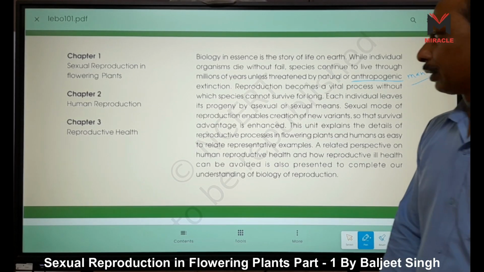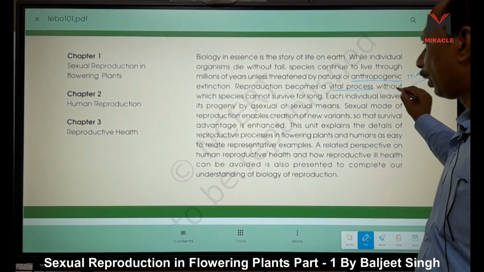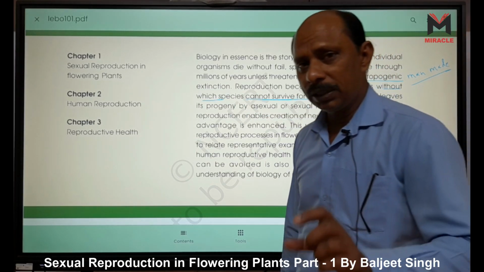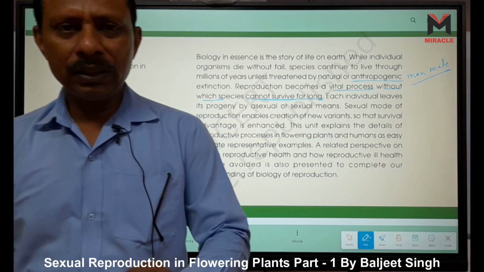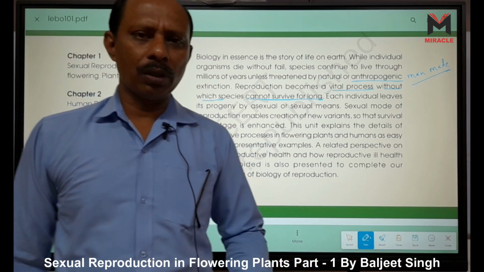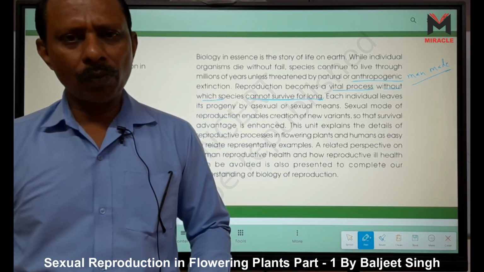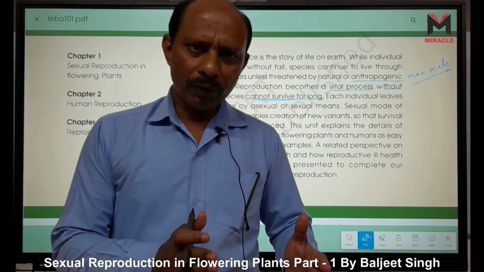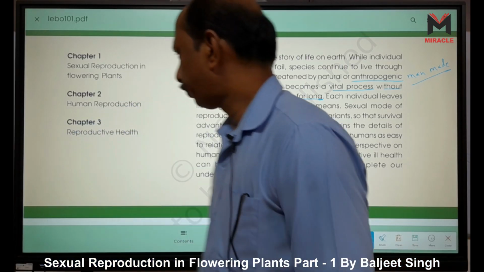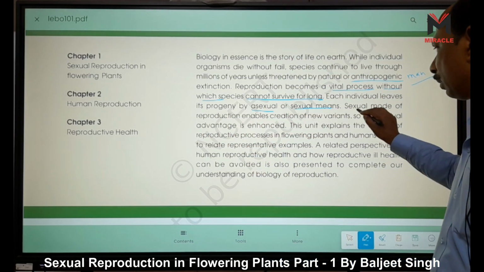Extinctions. Reproduction becomes a vital process without which species cannot survive for long. Species, not an organism. Species cannot survive for long. Means without reproduction, either asexual vegetative or sexual, if there is no reproduction, no multiplication, what happens? After one generation, it is totally extinct, right?